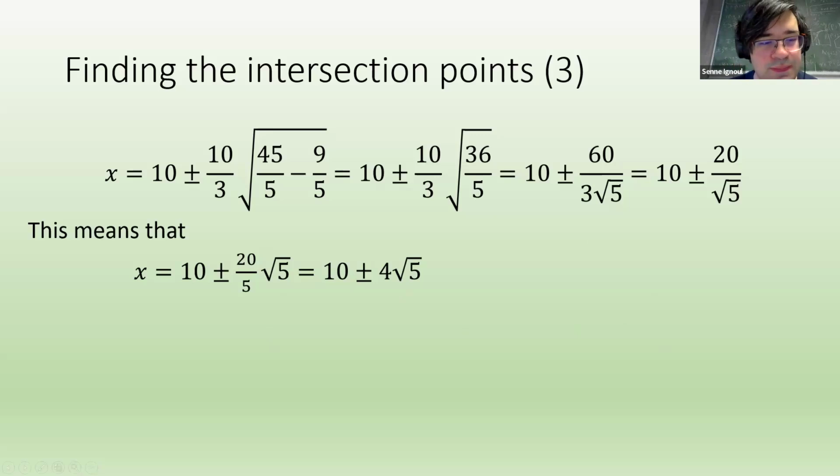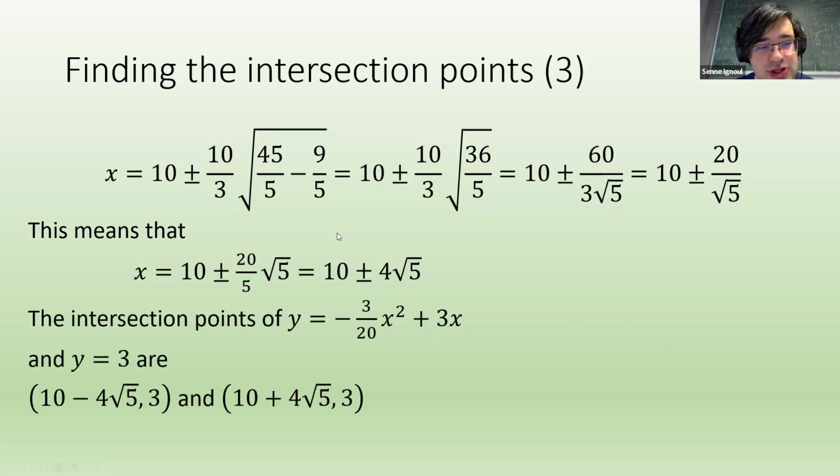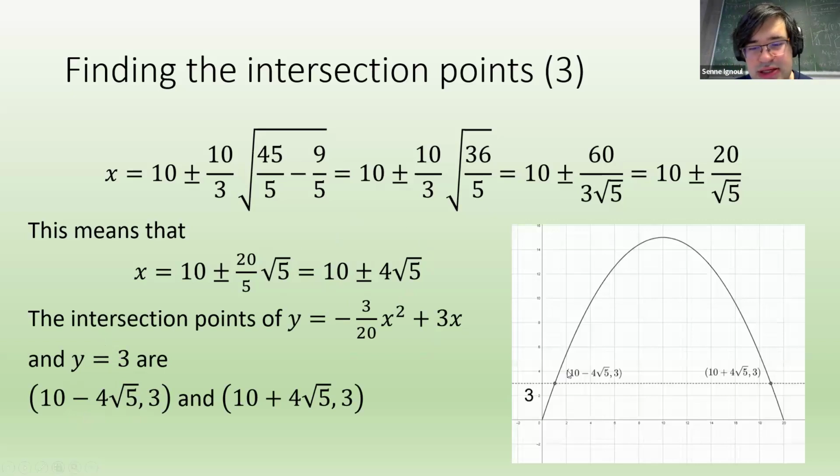20.954 is correct. So the intersection points are indeed this, and then the height was 3, because y is 3 was the other equation. So these are our intersection points. 10 minus 4 times the square root of 5, 3. That is the leftmost intersection point. And then 10 plus 4 times the square root of 5, 3, which is the rightmost intersection point.